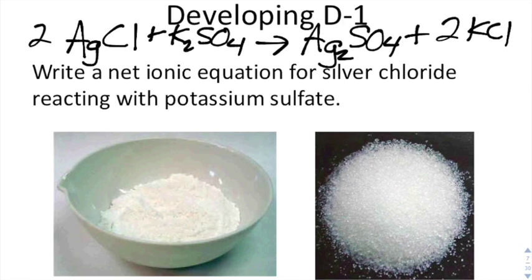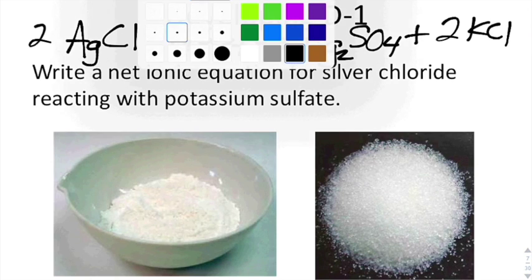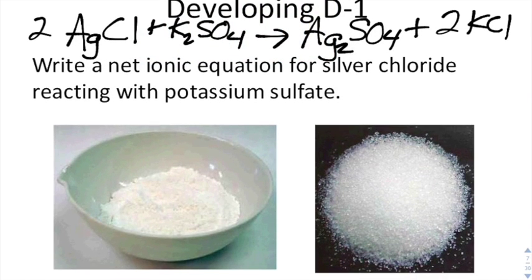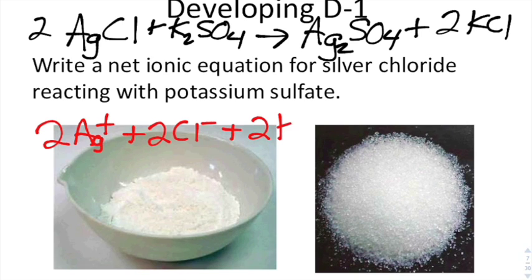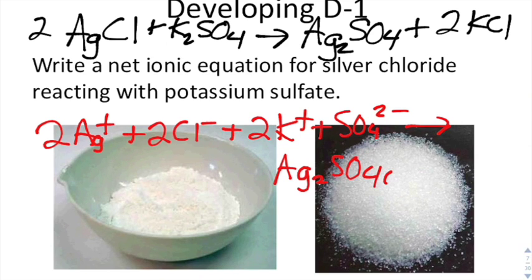Actually, I need to put a 2 there. But if I want to write a net ionic equation, I need to do something a little bit different. So instead, I'm going to write 2 Ag plus, 2 Cl minus, plus 2 K plus, SO4 2 minus. That represents one side of the chemical reaction, our reactants. Now on the other side, you would write Ag2SO4, because that is a solid precipitate, plus 2 K plus, 2 Cl minus.